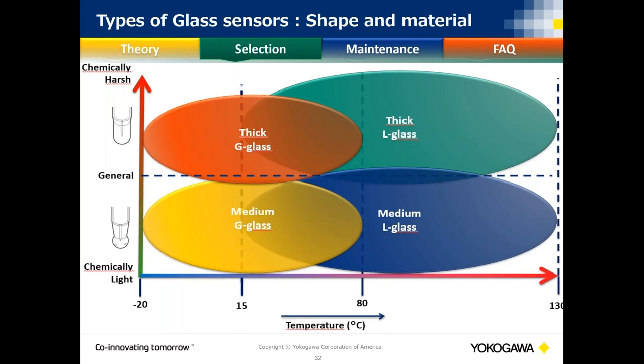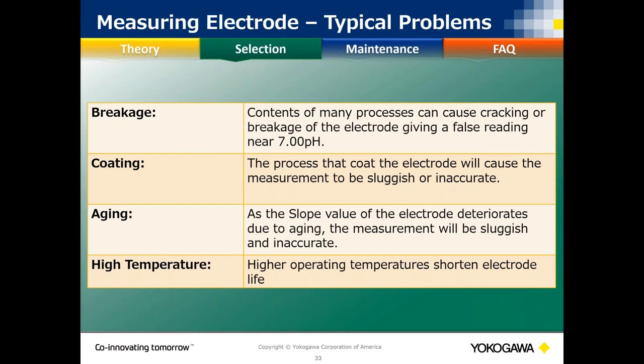If you're at a higher temperature, you're really not going to want to use the general purpose glass. You're going to want to use the thicker glass if you're running at the higher temperatures too. So we just have some reference guide charts that we put.